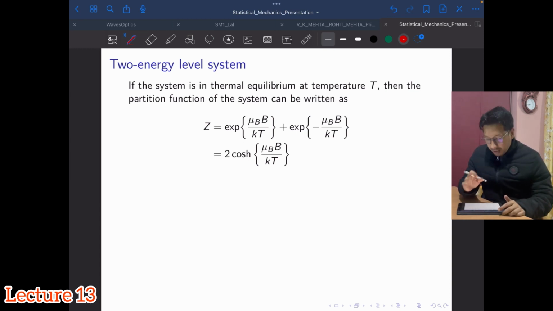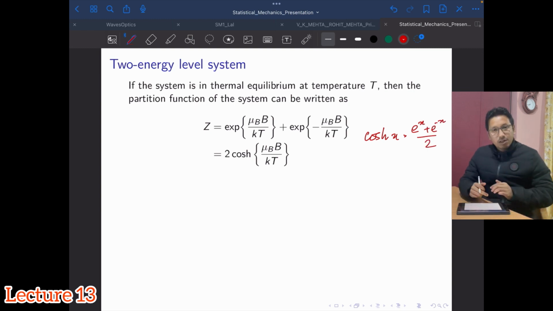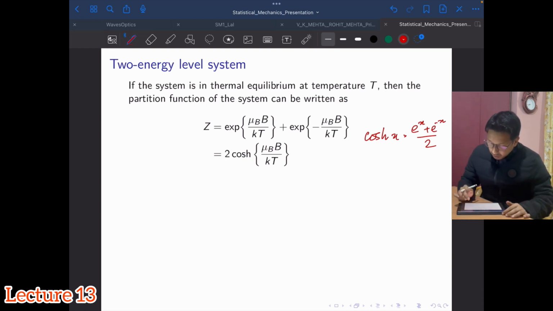Now I can write down the partition function which we have already written earlier. Just substitute for E1 and E2, and I end up getting 2 cosh(mu b B by kT). If you are not familiar with the cosh function, cosh x is given by (e to the power x plus e to the power minus x) by 2. Similarly, we also have sinh, where only the positive term becomes negative. So I get 2 cosh(mu b B by kT), assuming that the system is in thermal equilibrium at temperature T.